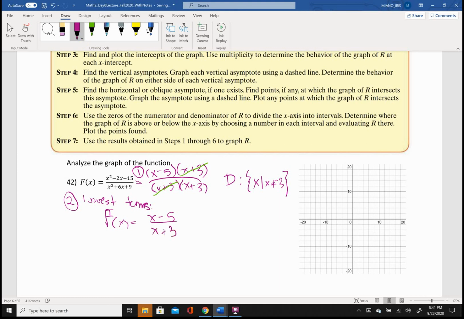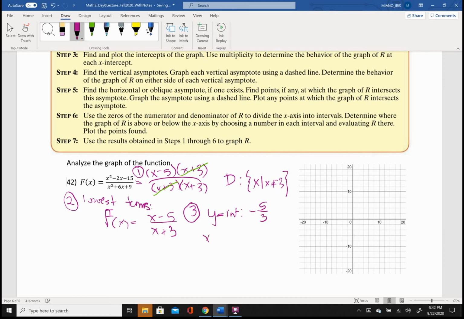Okay, great. Number 3, find and plot the intercepts of the graph. So number 3, y-intercept will occur for the ratio of the constant terms, basically, which will be negative 15/9, reduce that, it'll be negative 5/3. Be fun and interesting to plot that.